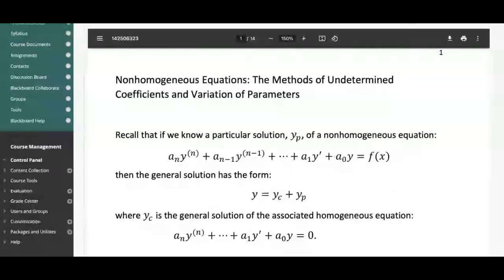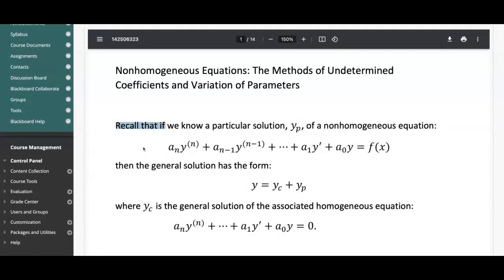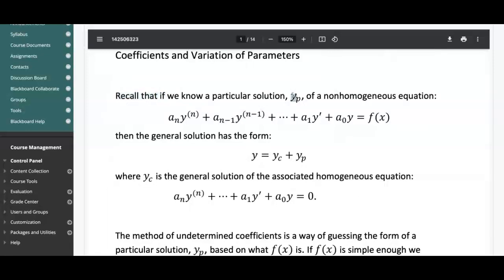All right, so some of us already presented work from this lecture 11 on non-homogeneous equations. So we're going to talk about a couple of methods: undetermined coefficients and variation of parameters. Let's remember that we call this a particular solution. This y with a footnote p means a particular solution for a non-homogeneous equation.